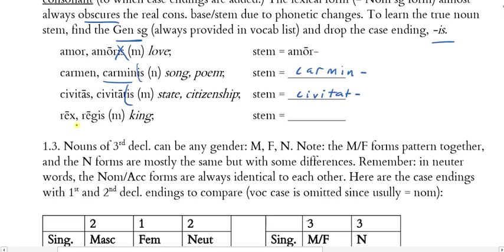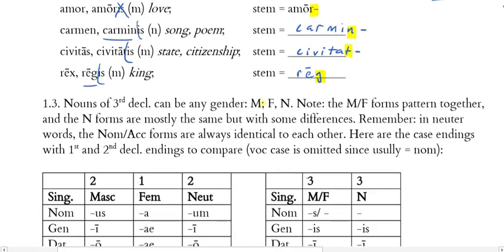And then rex and regis, king. So what do I do with regis? I take the is, drop it. What's left is reg. Okay, and again, that is different than rex. So we want the stem, go to genitive singular, drop the case ending is, and you've got the real stem. And notice you've got these consonants here at the end of the stem. R, N, T, G. Okay, alrighty.